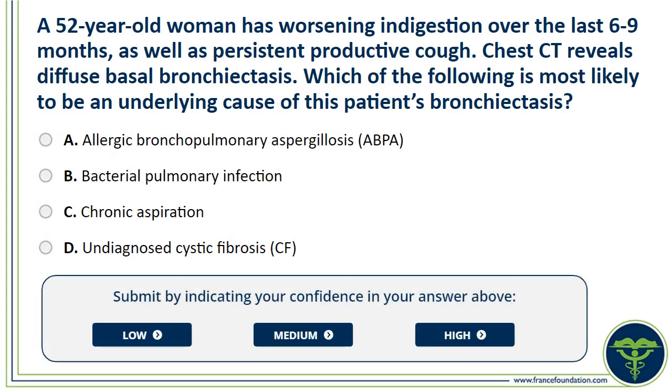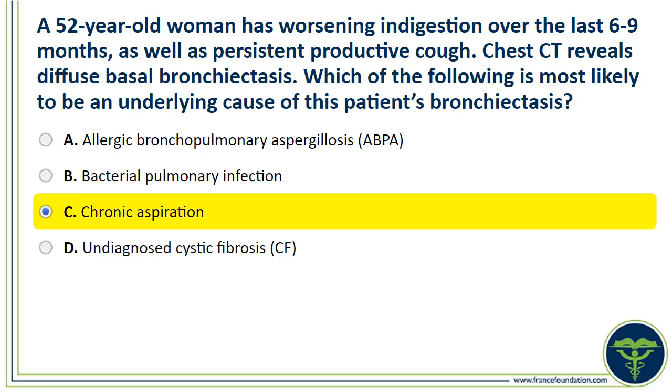Question number 2, what did you learn? A 52-year-old woman has worsening indigestion over the last 6 to 9 months, as well as persistent productive cough. Chest CT reveals diffuse basilar bronchiectasis. Which of the following is the most likely to be an underlying cause of this patient's bronchiectasis? The correct answer is C, chronic aspiration. Chronic aspiration, such as in the context of gastroesophageal reflux disease, GERD, may be associated with a diffuse basilar bronchiectasis.